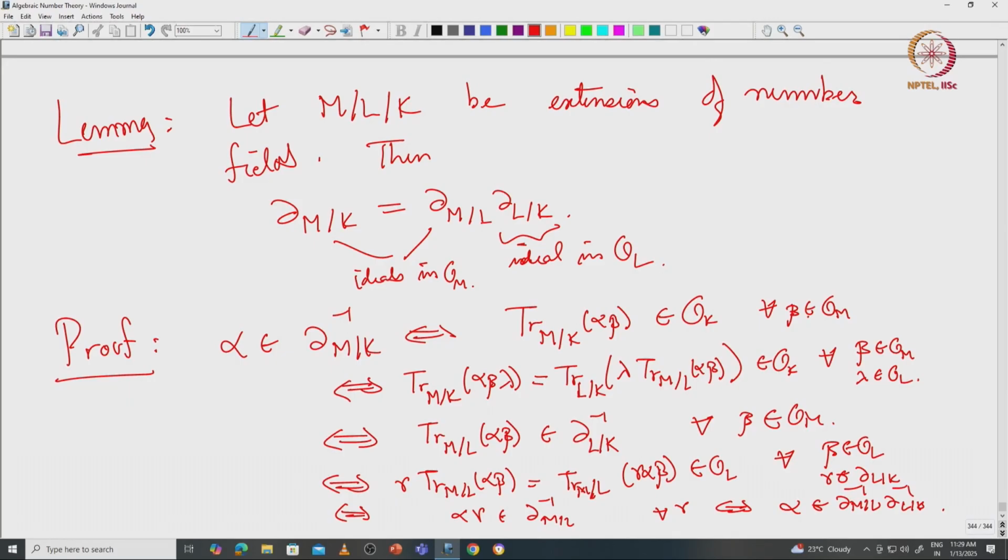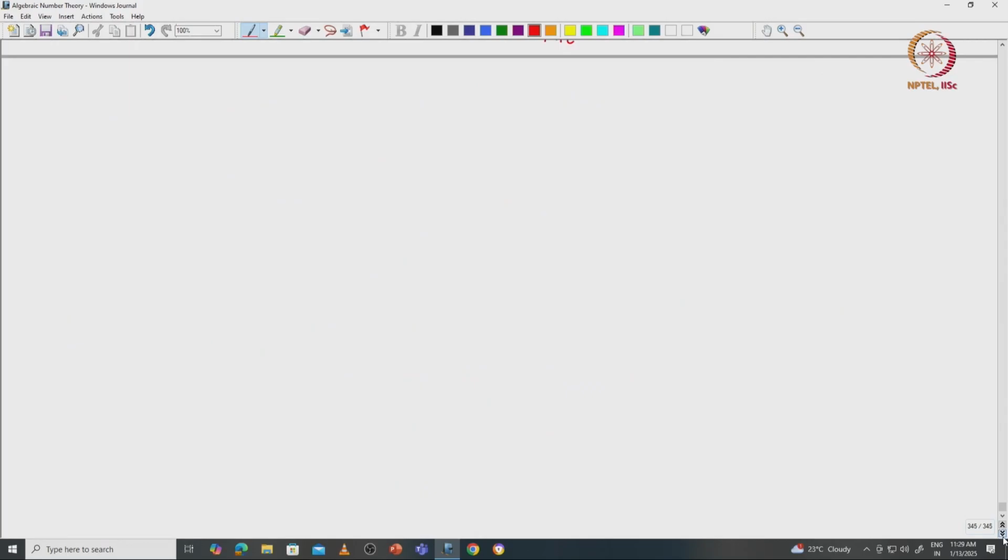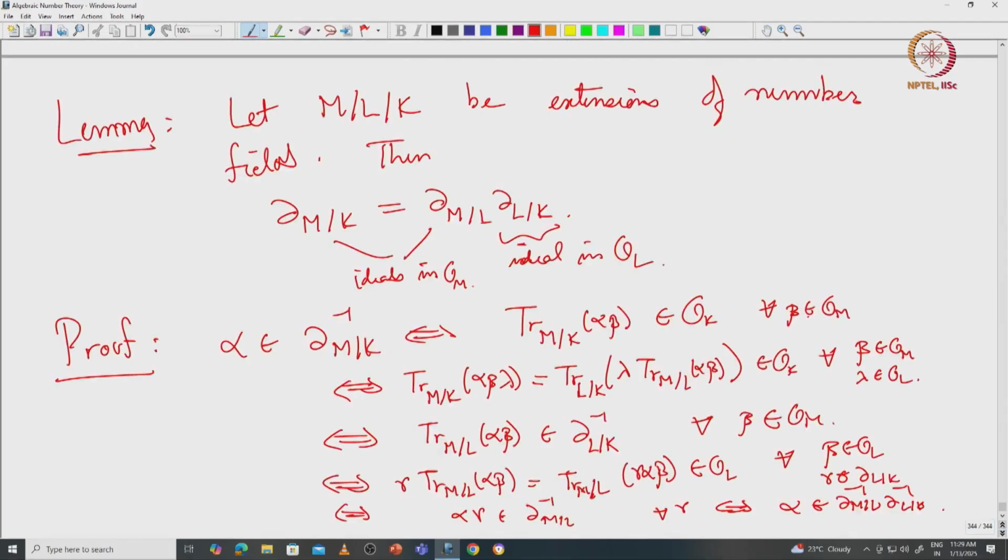So, there are lots of if and only if things, otherwise you would have to take lots of cases, and I do not really want to do that. So, the different behaves well in a tower of number fields, that is what this is saying. Okay. All right. So, that finishes the proof of this lemma, by the way.